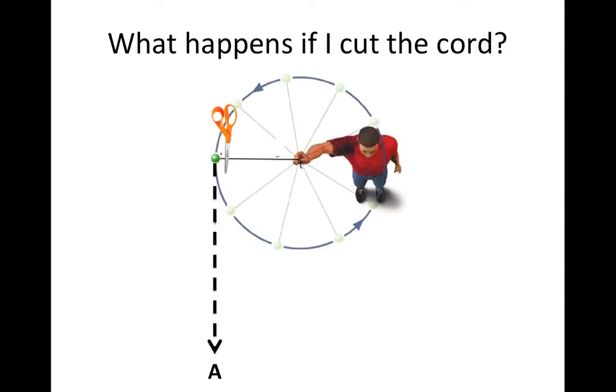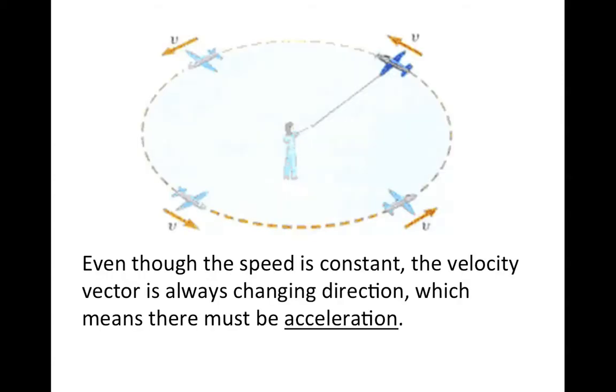So if you look at that, you should probably be able to tell that even though the speed is constant during the entirety of a circle, all of these have v's. And if I cut the cord right here, the plane would continue on in a straight line.